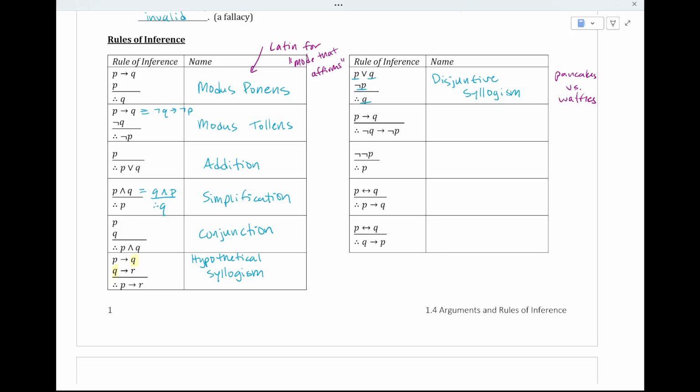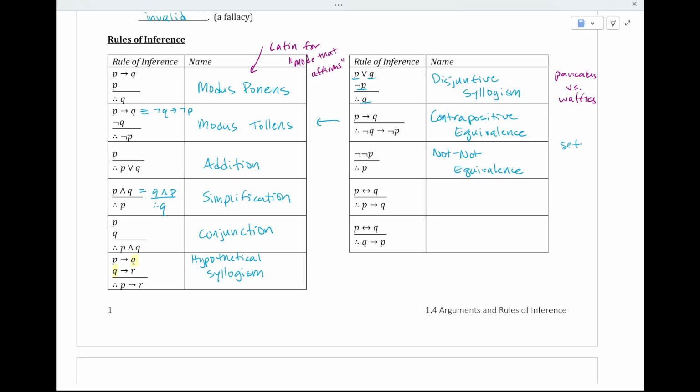P implies Q, therefore not Q implies not P. We kind of already saw this one directly across in modus tollens. This is the contrapositive. So we call it the contrapositive equivalence. Next one, not not P, therefore P. This is called the double negation equivalence. Some of these names make more sense than others. This one obviously makes a lot of sense.